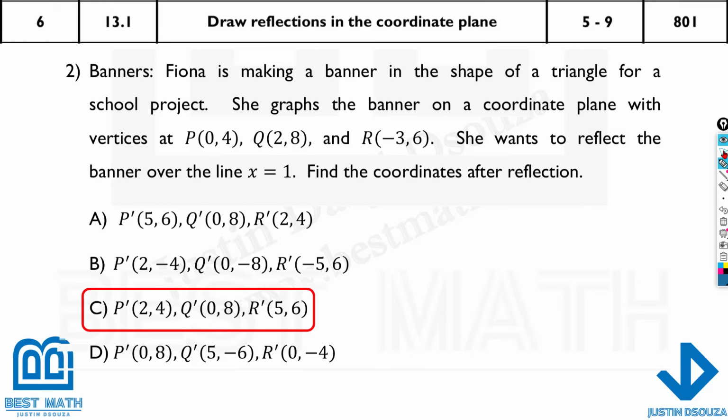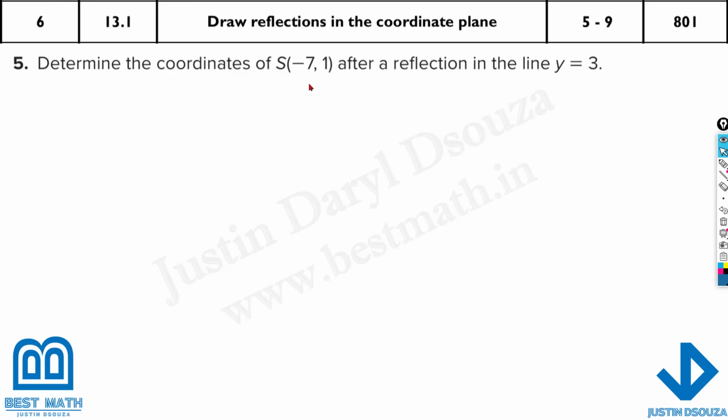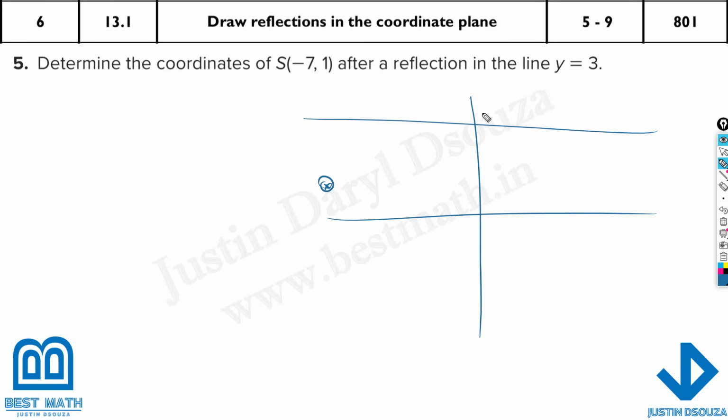That is how easily, just with a small sketch, a rough graph, you can find the reflections. Now determine the coordinates. S is equal to minus 7, 1 after the reflection in the line y is equal to 3. Now we have not done any line on the vertical axis yet. So S is minus 7 and 1. It's somewhere over here. Reflection along y is 3, that is over here. This is 1. Okay, so it'll go up.